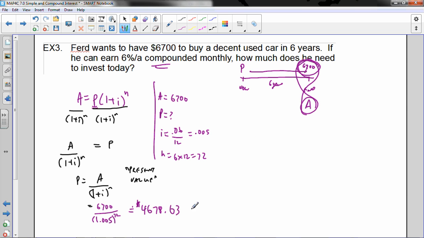And you should always think about these money questions. Does this make sense? So this number is smaller than the amount he's going to have to buy a decent used car. Does that make sense? Yeah, he's going to put $4,600 in change away. It's going to earn interest over the 6 years, and in 6 years he's going to have $6,700. So Ferd should invest that much money today.